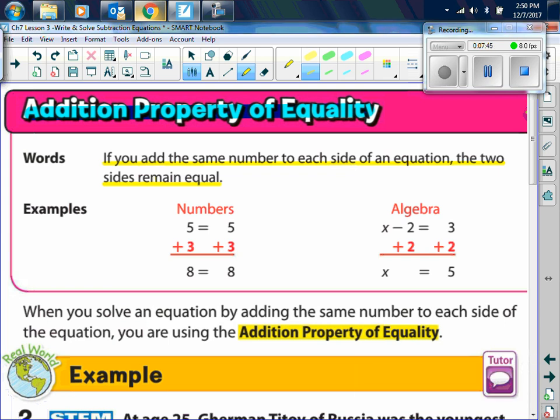Same thing with x minus 2 equals 3. If I add 2 on both sides, we're still going to have equality. This time, it's just with a variable. Okay? So when you solve an equation by adding the same number to each side of the equation, according to the addition property of equality, that is the property that you are using.